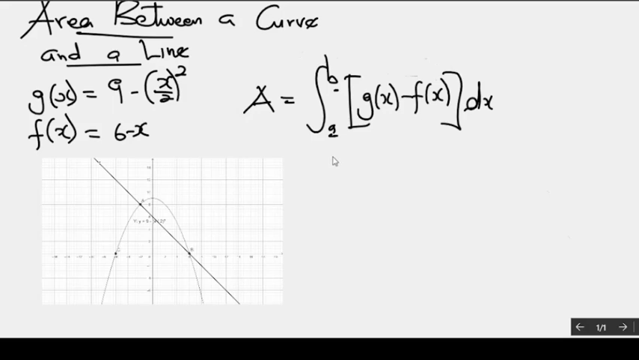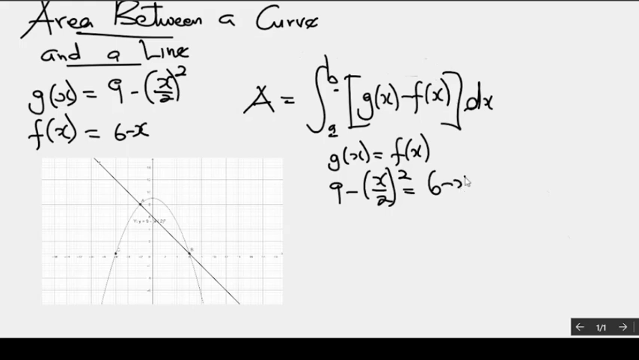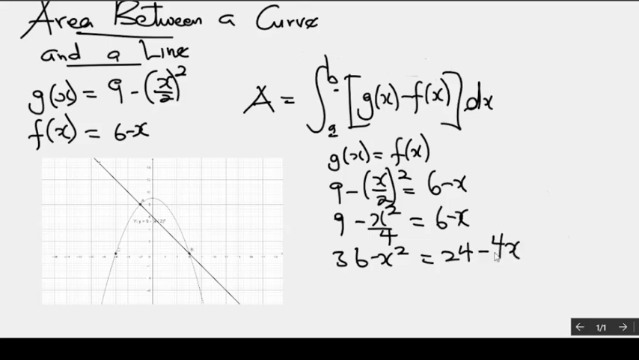To find the upper and the lower limit, we equate g of x to f of x. In this way, we are going to have 9 minus (x on 2) all squared equals 6 minus x. So this square affects this, and we are going to have x squared on 4. Multiplying by 4, we are going to have 36 minus x squared equals 24 minus 4x.